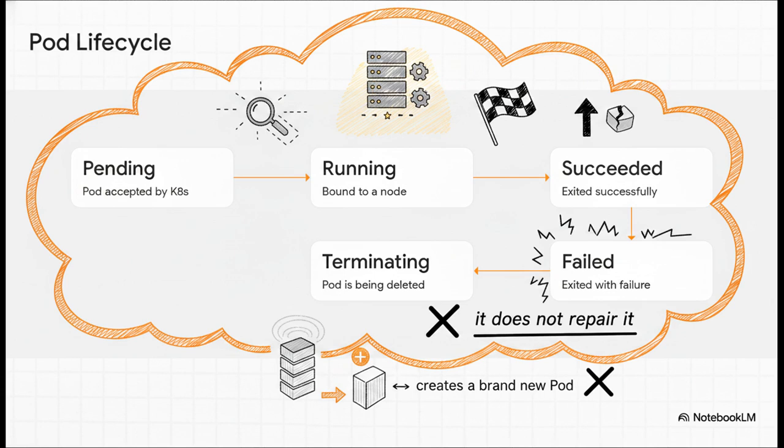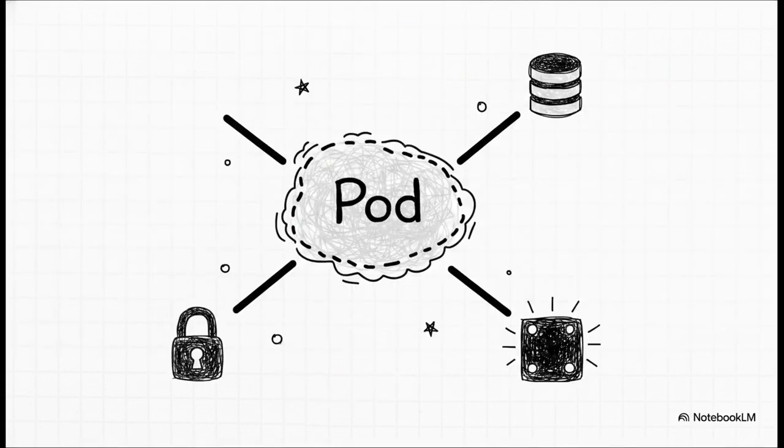Let me say that again for emphasis. It does not fix a broken pod. Instead, it creates a brand new one to replace it entirely. This is an absolutely foundational principle of cloud-native architecture. So, if pods are constantly dying and being replaced, how do we handle shared resources without losing our minds?